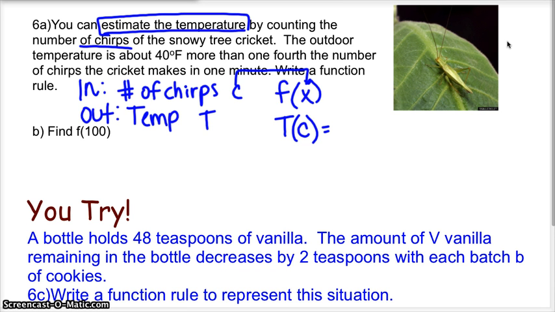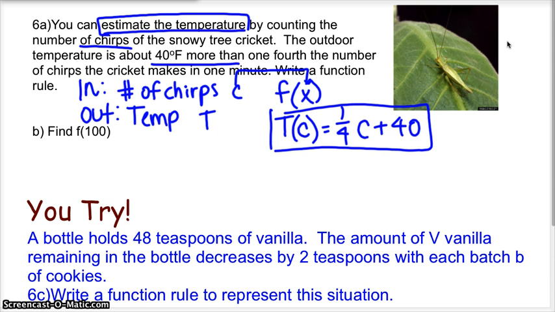Now to write the equation. It says that the temperature is about 40 degrees more than. More than is a plus, but because it's more than, it's going at the end, and 1/4 the number of chirps.